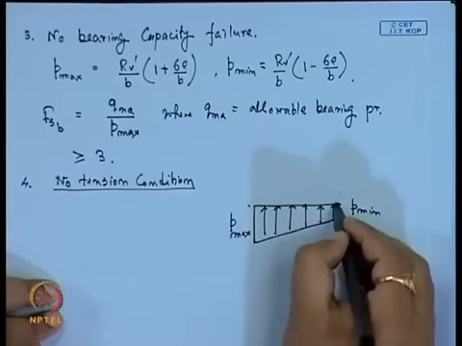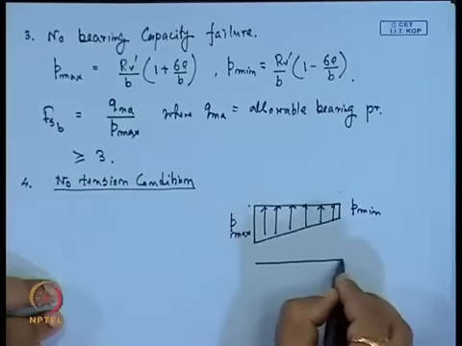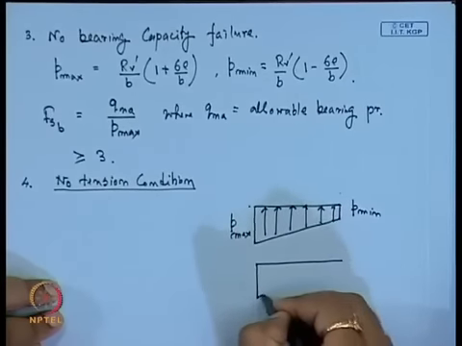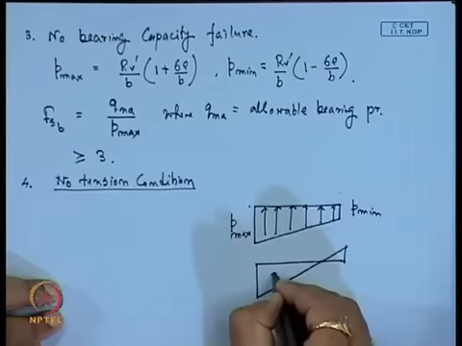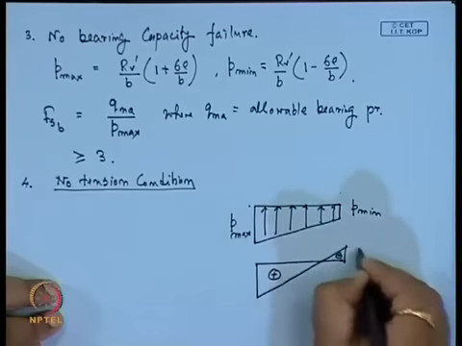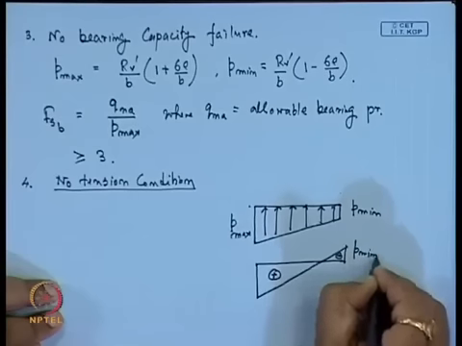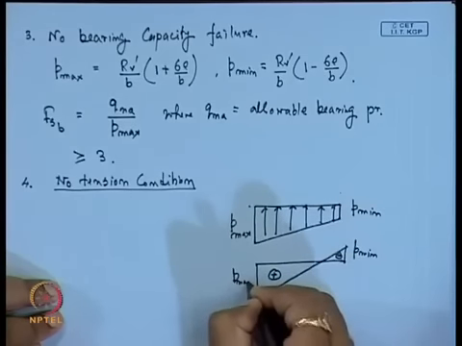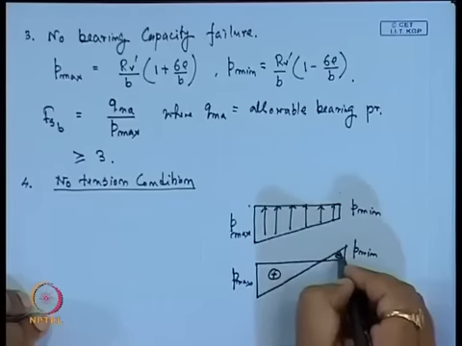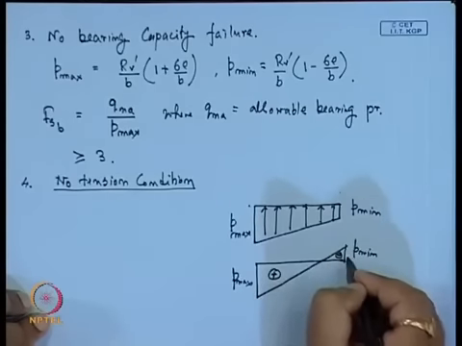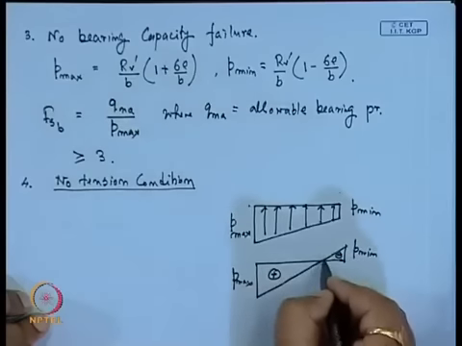Now, there is a possibility that we may get this type of distribution also, where if this is positive, then this will give us this P min, this is P max. So, this will give us the tension condition. This will give you the negative stress, so that will give us the tension condition.